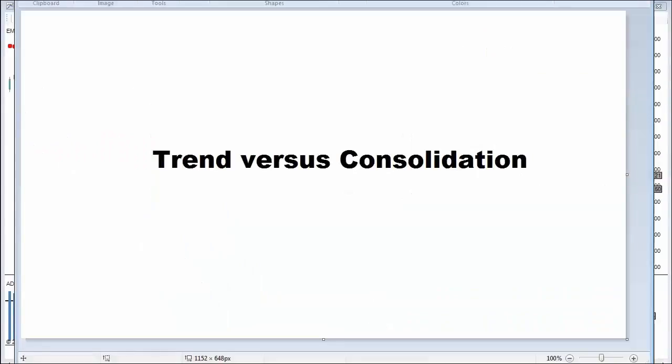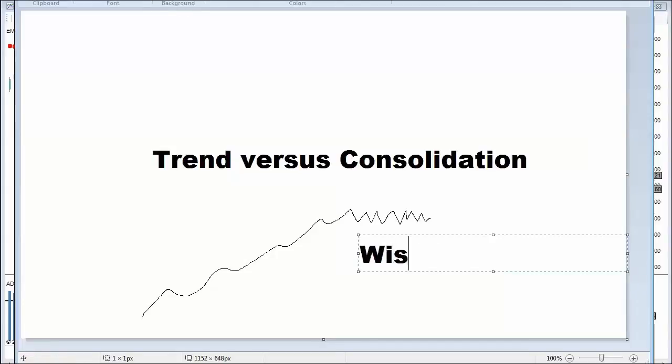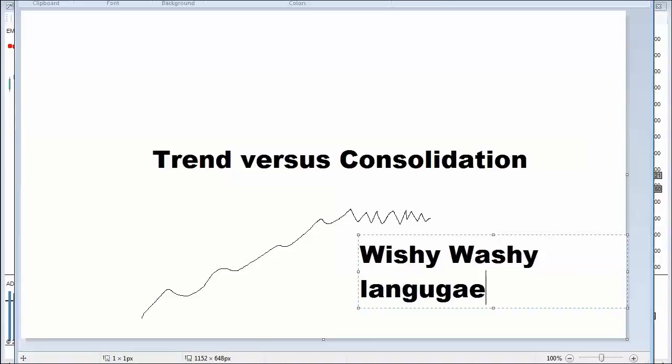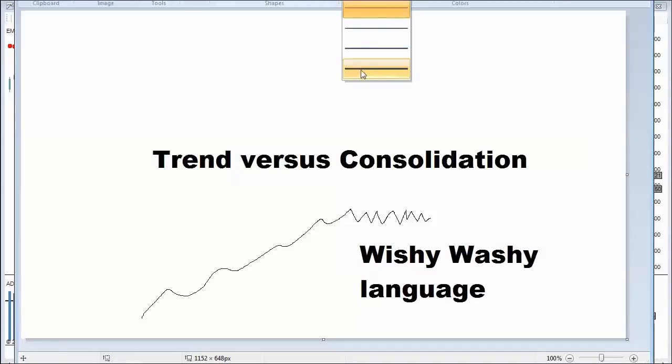One of the things that drives me crazy, and it used to drive me crazy when I was a customer and not a vendor, was when someone would try to explain how the market was trending and then it was consolidating for a while. And they tend to use words that I call wishy-washy language. And it's very easy after the fact to spot a trend.